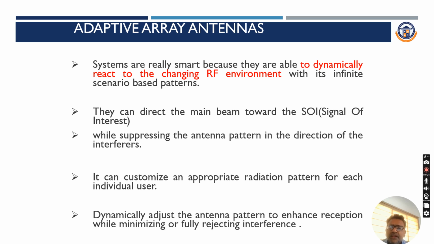In adaptive array antennas, the systems are really smart because they are able to dynamically react according to the changing RF environment. They can direct the main beam towards the signal of interest. So where there is more population in a particular area, we can activate the beamforming while suppressing the antenna pattern in the direction of interferers. So some interference will be avoided in these adaptive array antennas.